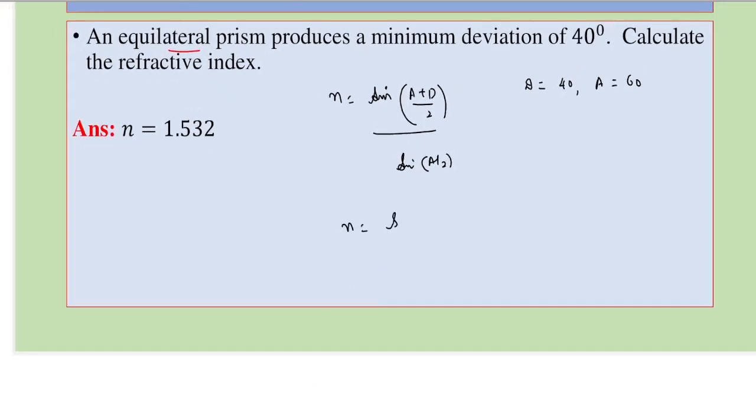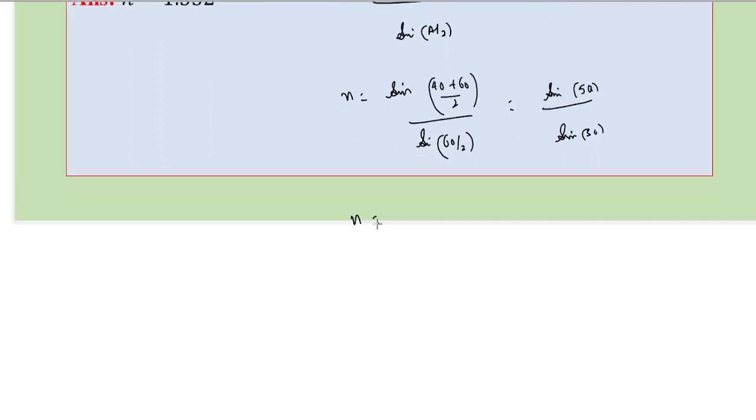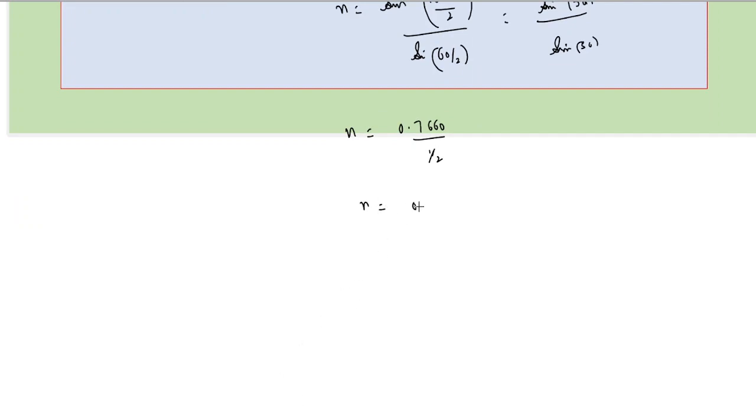So n is equal to sine of (40 plus 60) by 2 by sine of 60 by 2. This is equal to sine 50 degrees by sine of 30 degrees. Sine 50 degrees is equal to 0.7660 by half, because sine 30 is half, this 2 goes on top. Therefore, n is equal to 0.7660 into 2, which is equal to 1.532. So, the refractive index of the prism is 1.532.